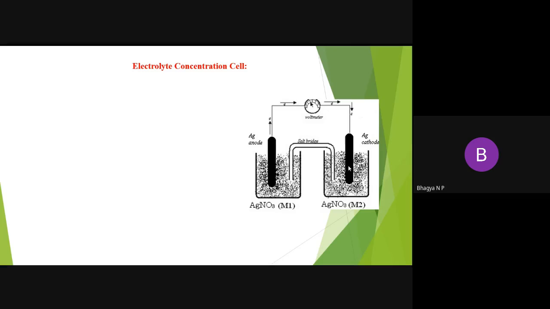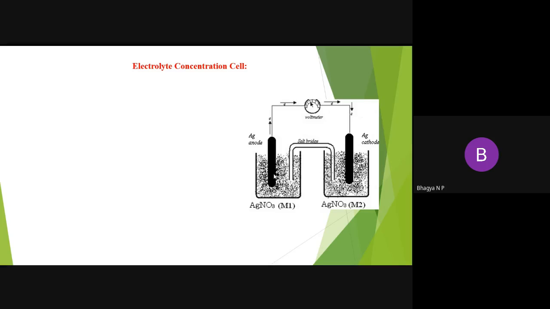Both anode and cathodes are made up of silver electrode, and both are dipped in the same solution, which is silver nitrate solution. But what about the concentration of silver nitrate? It is different, it is not the same. So that's why this whole cell we call it as a concentration cell.